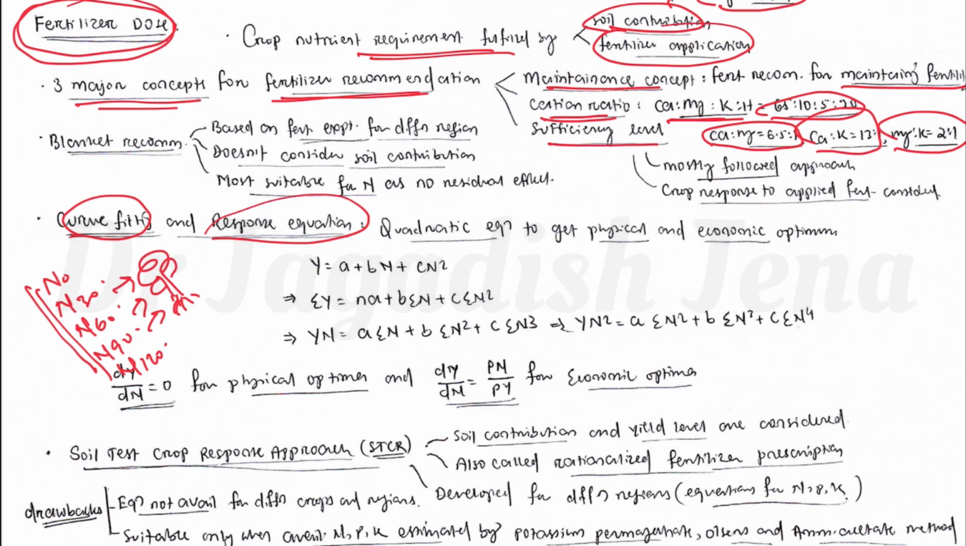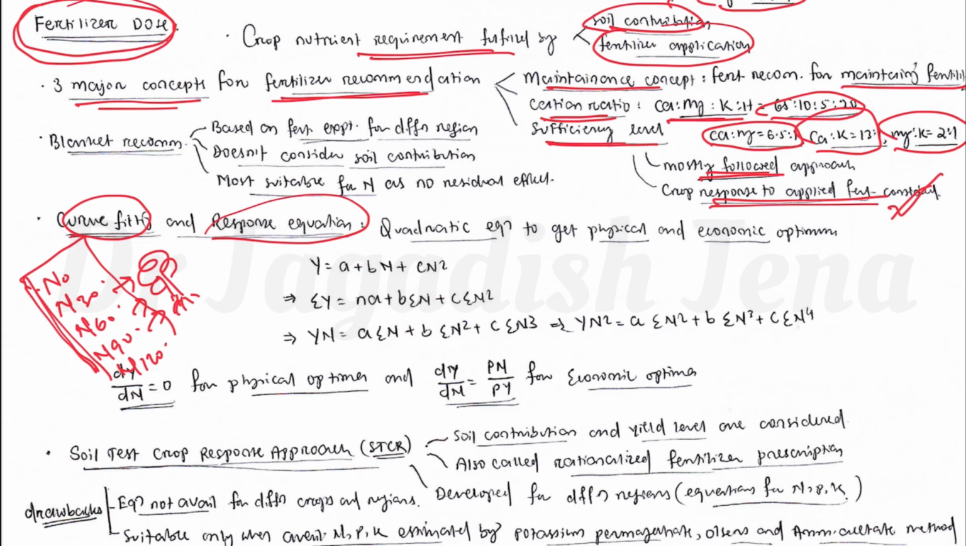Another one is the sufficiency level, the mostly followed approach, where crop response to applied fertilizer is considered. What does it mean? Basically we will apply different nutrient doses, and where the crop is getting maximum output, based on that we can recommend the fertilizer dose, and that is called recommended dose of fertilizer.